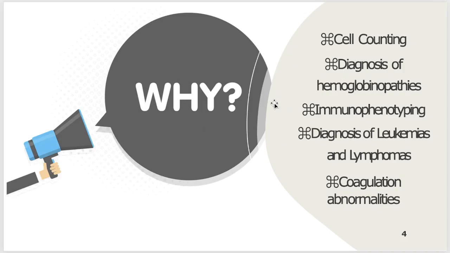Again, the Coulter brothers were the early pioneers in the different automated hematological tests such as cell counting, immunophenotyping, even the diagnosis of hemoglobinopathies, diagnosis of leukemias and lymphomas, and coagulation abnormalities. They were also the early pioneers of monoclonal antibodies, which have since proven to be extremely potent in helping the diagnosis of different types of cancer, such as lymphoma, leukemia, and other diseases.